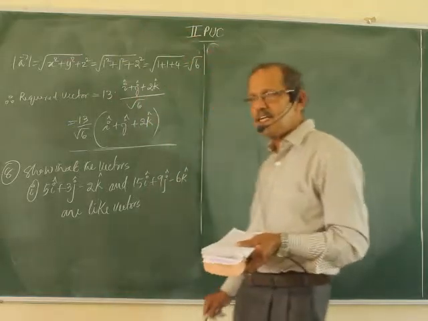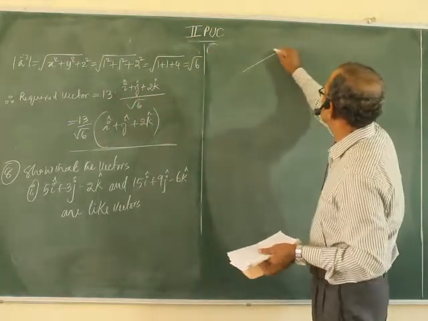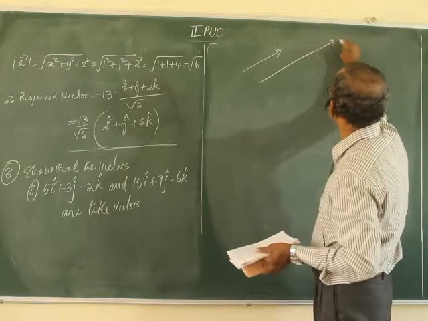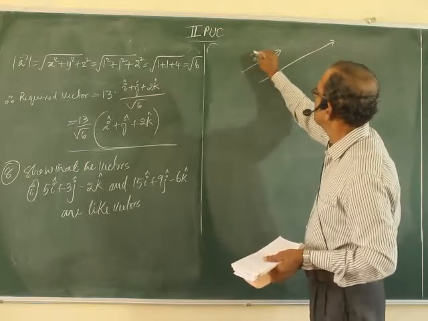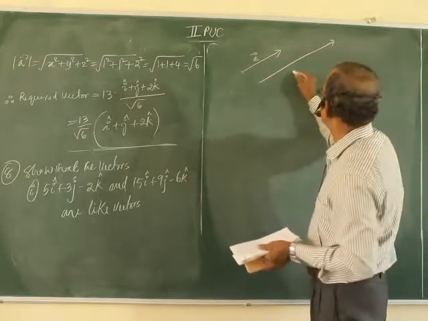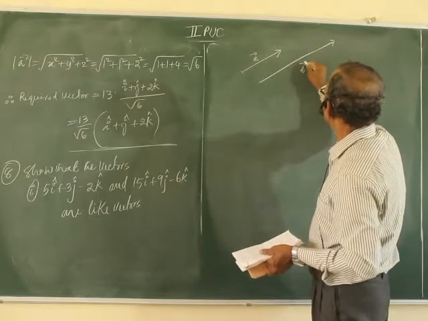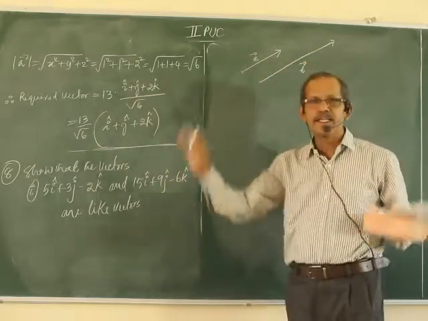Another method is, like vector means what? Let me draw the figure. This is the vector A, and another one, let it be B. Now show that these two vectors are like vectors. That is the question.